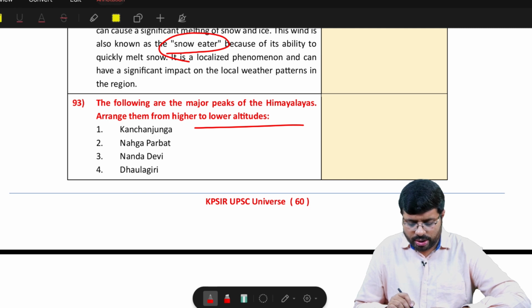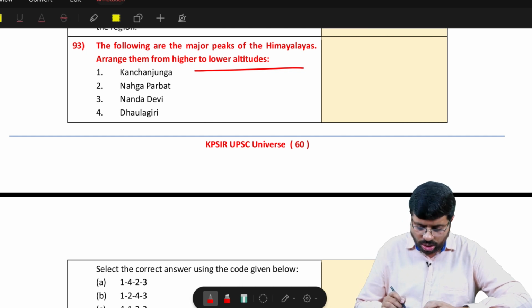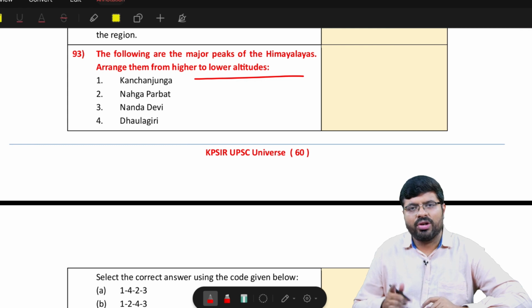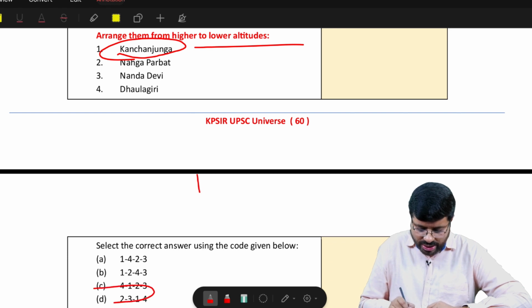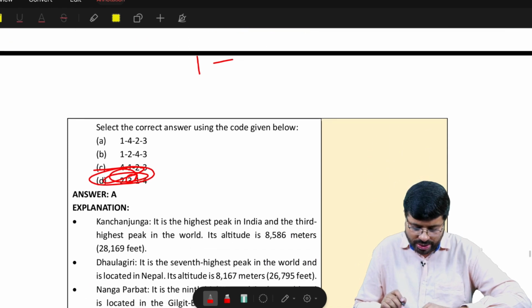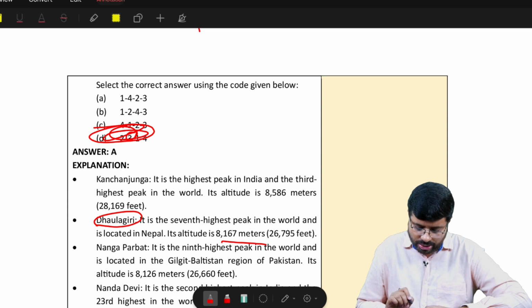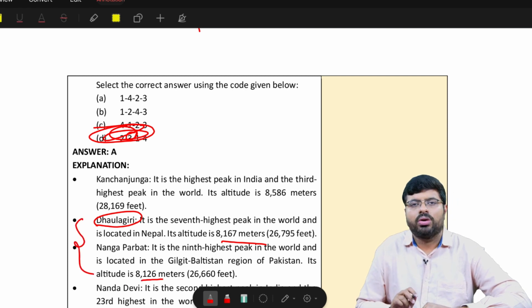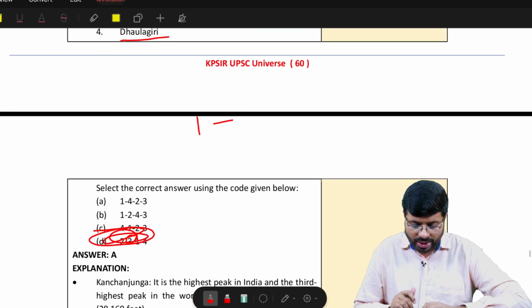Then 93rd, peaks with respect to highest altitude. Kanchenjunga, Nanda Devi, Nanga Parbat, Dhaulagiri. So if you see the options here, Kanchenjunga, Nanda Devi, Dhaulagiri and all. First thing, highest peak. We all know Kanchenjunga should be the highest peak. So it should be starting with 1. So the moment you are starting with 1, C and D are eliminated. Then 1, 2, 4, 3. So with the 2 and 4, you are confused between Nanga Parbat and Dhaulagiri. Dhaulagiri is part of Nepal, a highest peak, and Nanga Parbat is also another highest peak. Very difficult for you to remember the heights of Dhaulagiri and Nanga Parbat. But what you can definitely remember is 1 and 3.